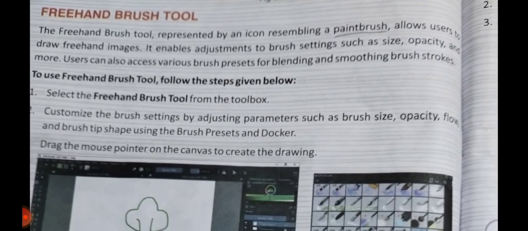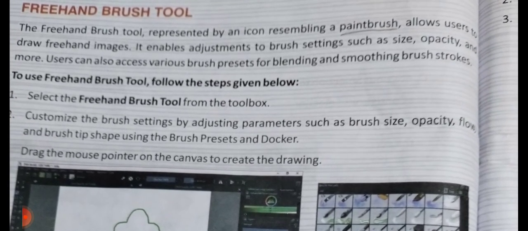Freehand brush tool. The freehand brush tool, represented by an icon resembling a paint brush, allows users to draw freehand images. It enables adjustment to brush settings such as size, opacity, and more. Users can also access various brush presets for blending and smoothing brush strokes. To use the freehand brush tool, follow the steps given below.